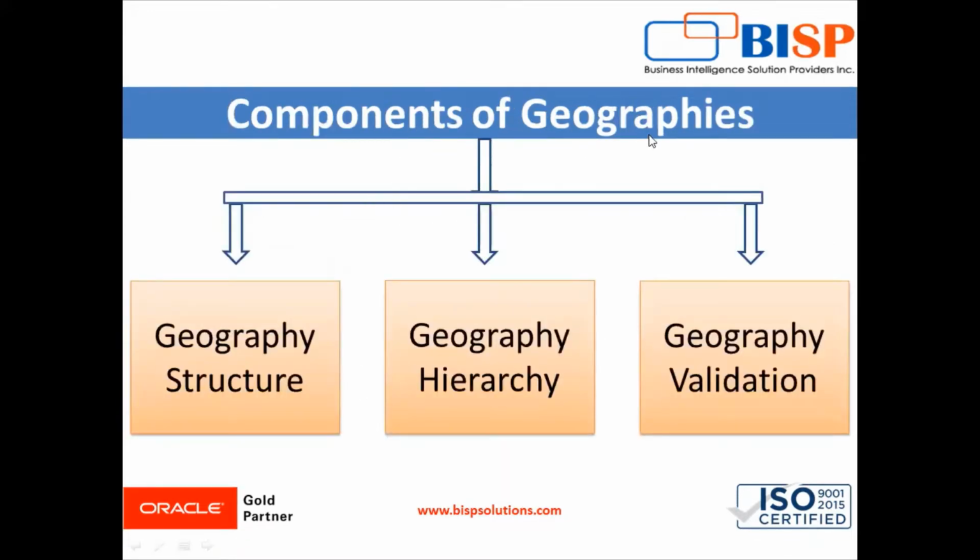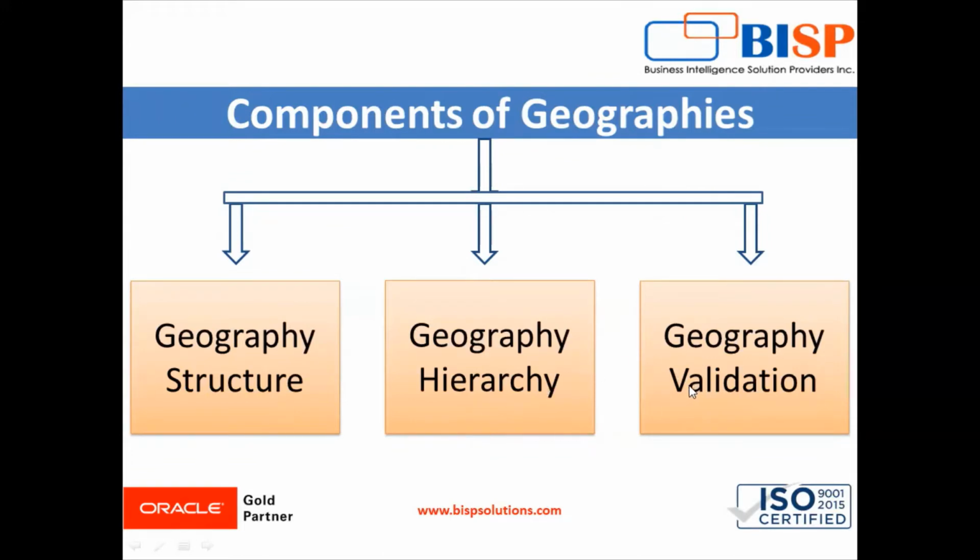Components of geographies. In geography, we have three components. All the components are dependent on each other when defining a country: geography structure, geography hierarchy, and geography validation. Every country has to have the geography structure defined first before the hierarchy can be defined, and the geography hierarchy has to be defined before the validation can be defined.